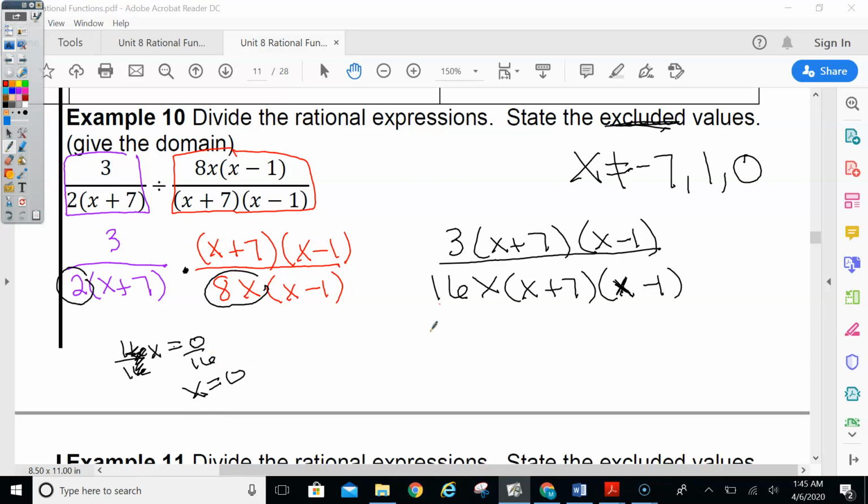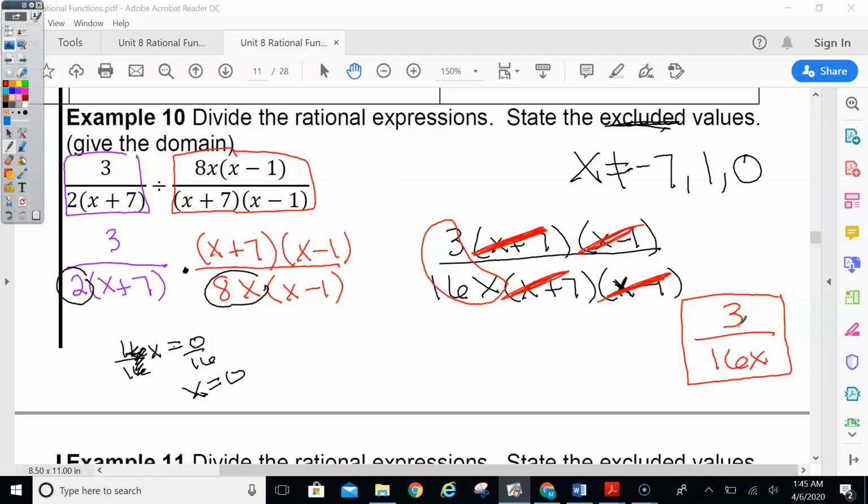So now we can start canceling. X plus 7 go away. X minus 1 go away. So it's just these two left over. 3 over 16x. And I can't reduce. 3 over 16 doesn't reduce, so I just leave it that way. Okay, so again, very similar to what we've been doing. You just have to remember to flip it first. We have a couple more examples like that.